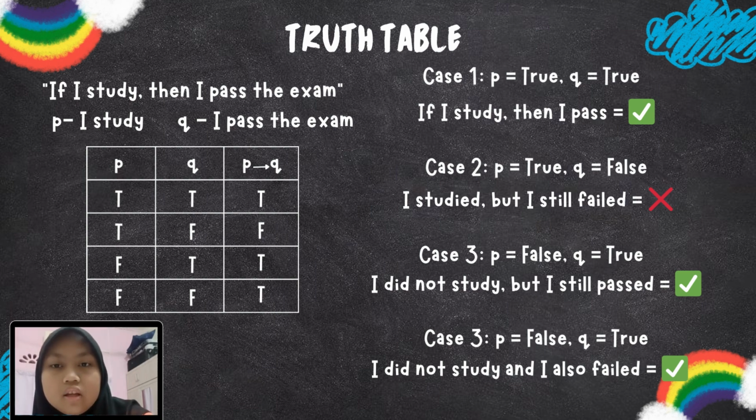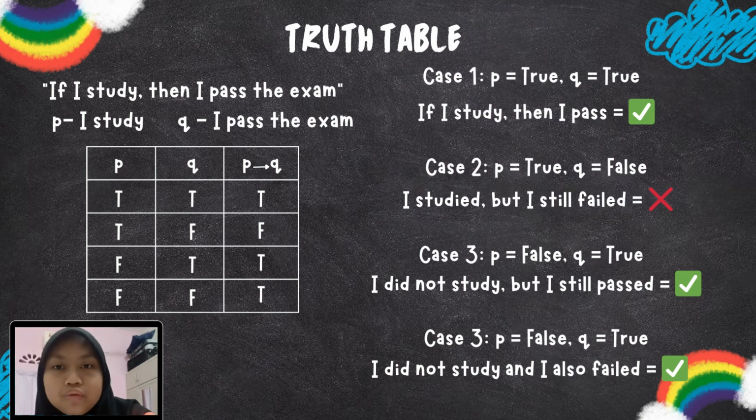Okay, next, case 3, where P is false and Q is true. This means I didn't study but I still passed. Logically, the implication is true because the condition, if I study, never happened. Since the condition is not met, the statement cannot be proven false. So the statement will be true, and it will be F, T and T.